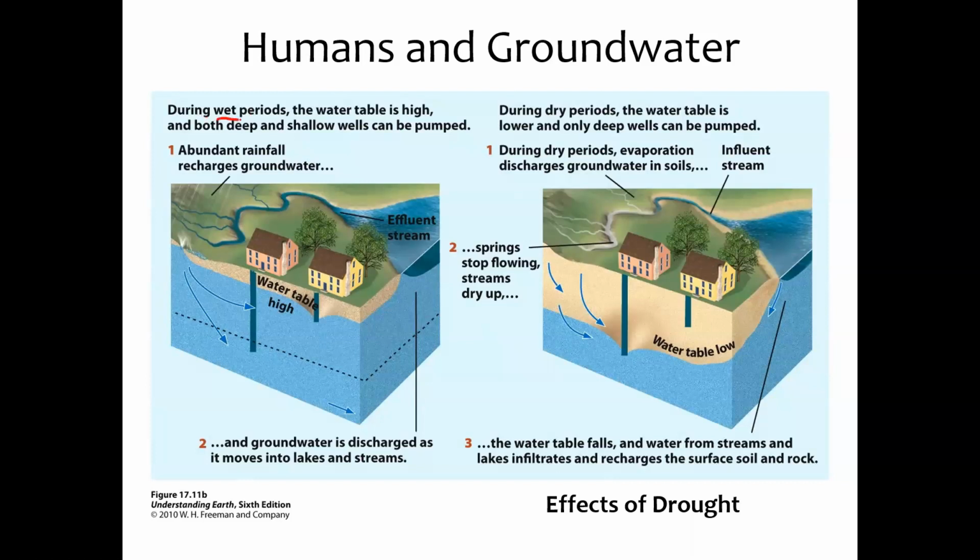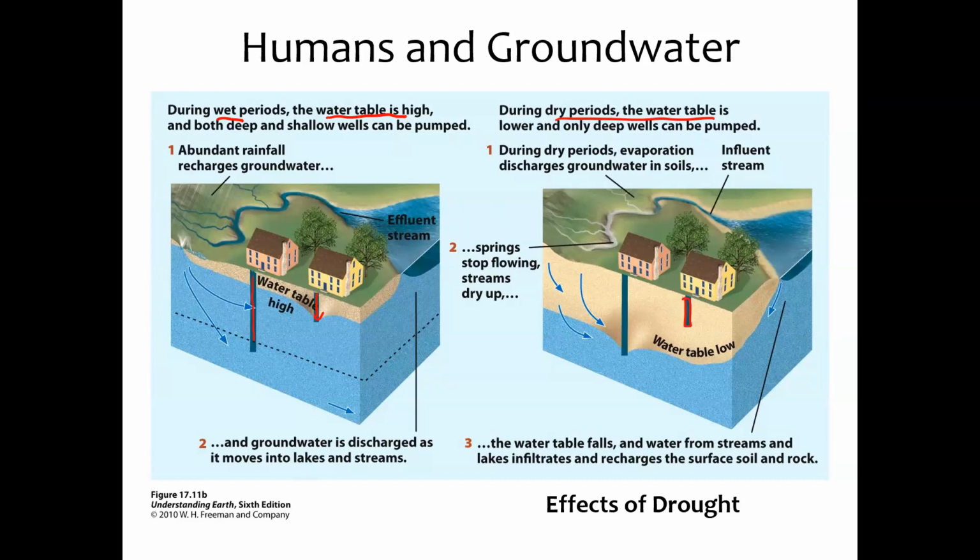During wet times, the water table is going to be high. So we talked about the water table fluctuates with the amount of precipitation. And regardless of how deep your well is, you can probably pump water out of it to get water into your home. But during droughts, the water table drops so much that shallow wells might run dry because they no longer intersect with the water table.